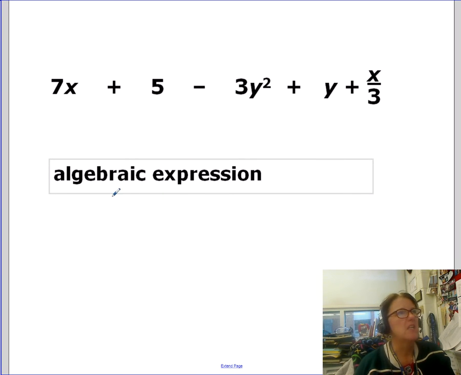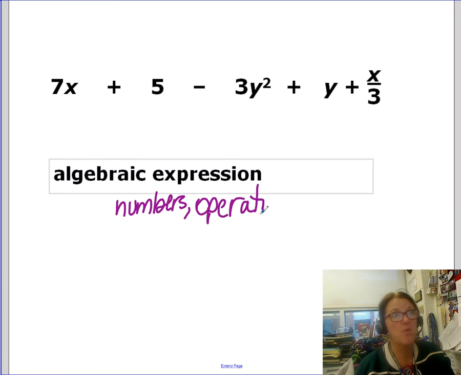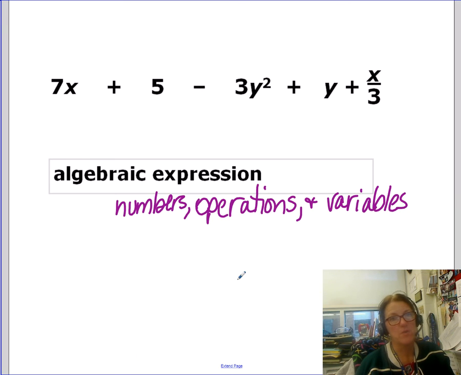What does it mean? It means basically you have numbers, you have operations, add, subtract, multiply, divide, powers, square roots, all kinds of good stuff. And the kicker here, because if you just have numbers and operations, you just call it a numeric expression or numerical expression. Because it's algebraic, we also have to have some variables. So that's what it means. So jot that down in your vocab terminology there. And now let's continue on.